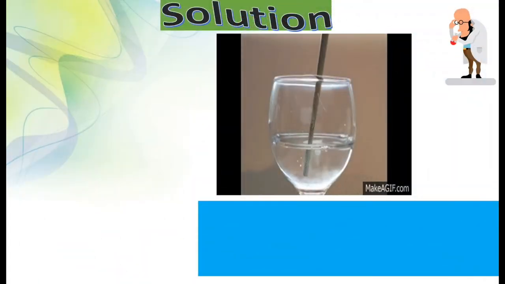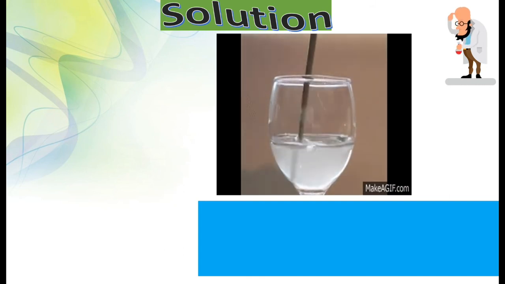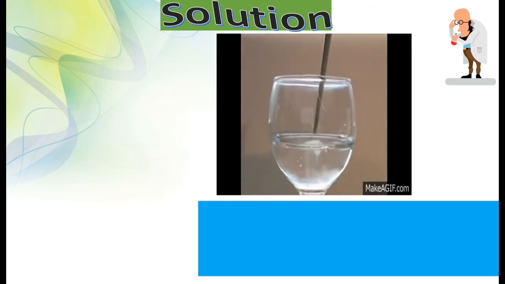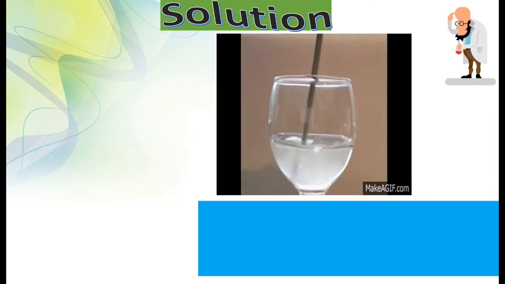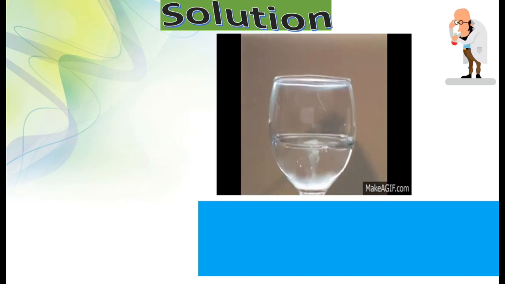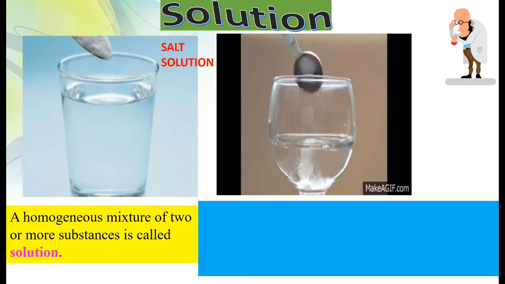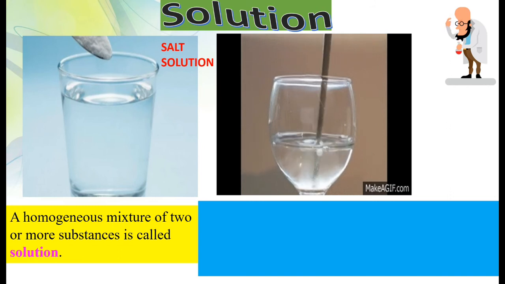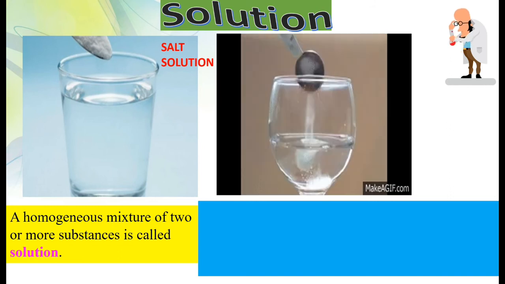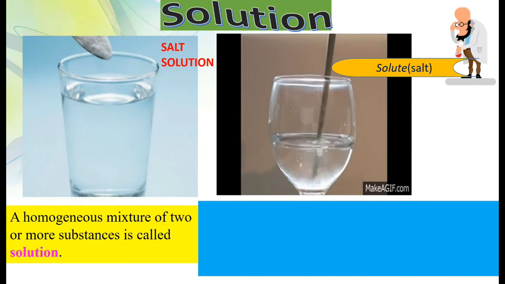This brings us to another important topic, that is solution. Now, as I told you, a homogeneous mixture can be further divided into solution and a few more things, colloids and suspension as well. In today's class, we'll be learning about solution. Now, when I'm dissolving salt and water together, it is called a salt solution. Okay. A homogeneous mixture of two or more substances is called a solution. Remember this. So this salt that I'm putting is called the solute.